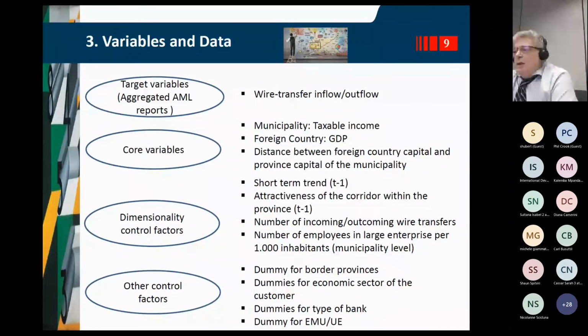On the qualitative side of the characteristics of the flow, we also set a group of dummies: a dummy for border province, that is a flag that is activated when a province shares a border with the origin or destination country of the flow, a series of dummies for the economic sector of the customer, a dummy for the type of the bank, and then a dummy for the belonging of the country of origin or destination to the Eurozone or the European Union, not Eurozone.